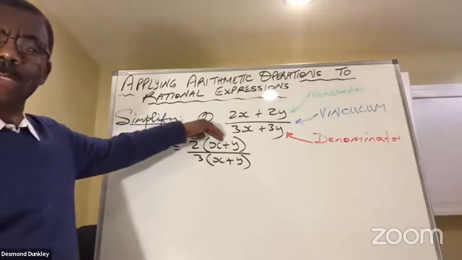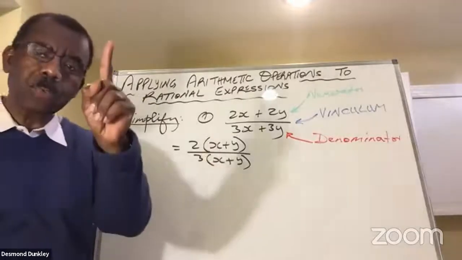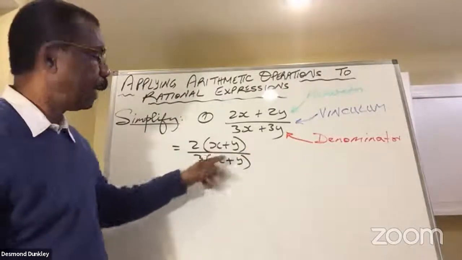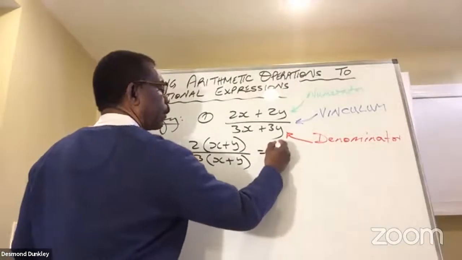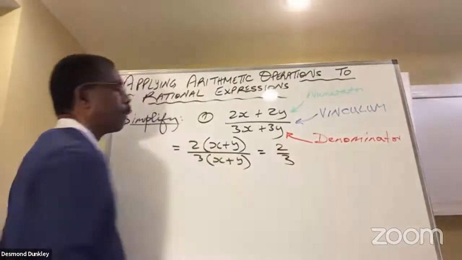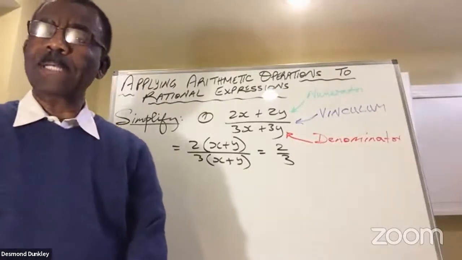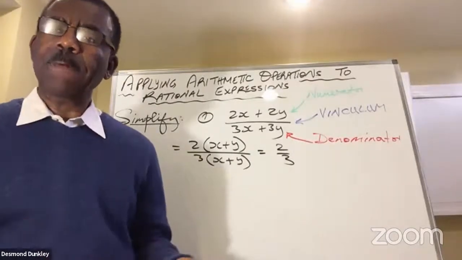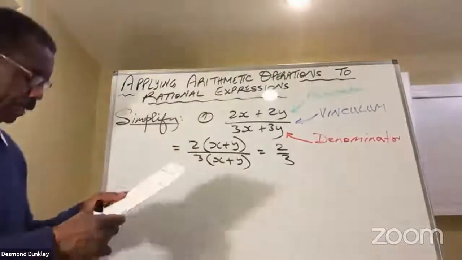You have x plus y on top, x plus y on the bottom. This divides into that one time. So these two basically cancel each other, and the answer, therefore, is 2 over 3. So that will be the answer for that first rational expression. It simplifies to 2/3. Okay? Let's try another one.